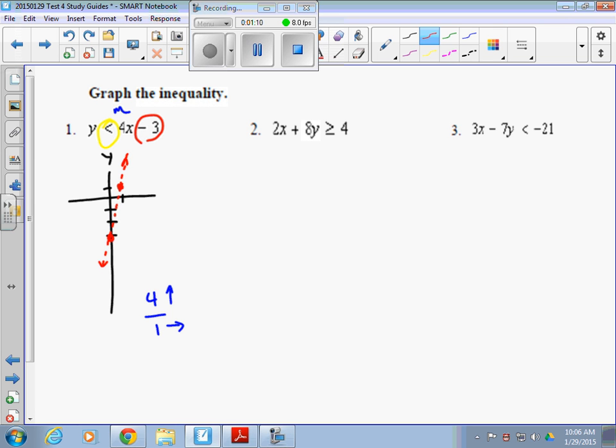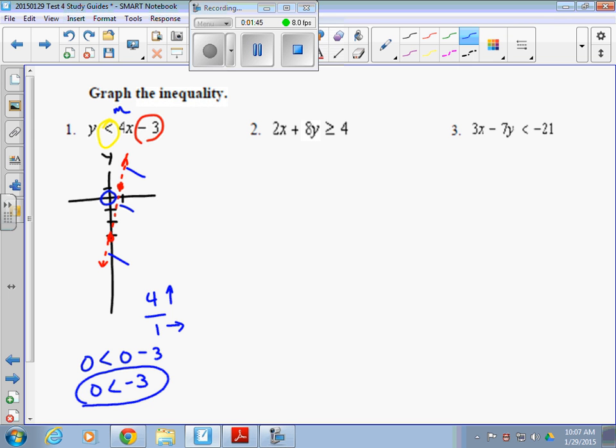The second difference is that you're going to shade one side or the other. If the line doesn't pass through 0, 0, you're going to use that point, plug it in, and see if you get a true statement or not. In place of x and y, 0 is less than 4 times 0, or anything times 0, is 0, minus 3. 0 is less than negative 3. You're checking this statement's truth value. 0 is not less than negative 3. That's a smaller number, so you will shade away from 0, 0.